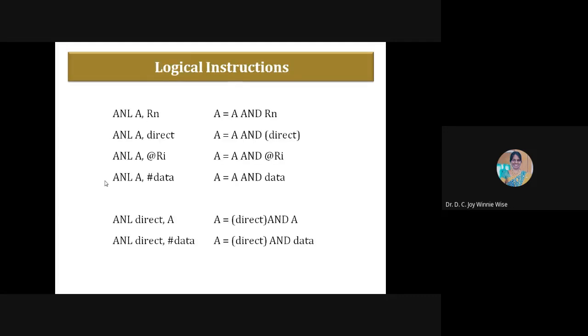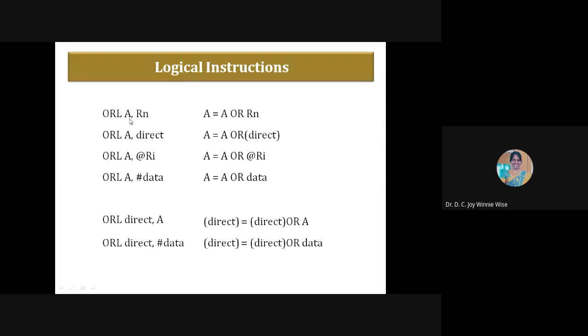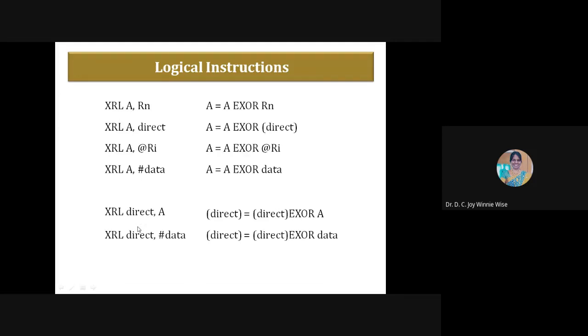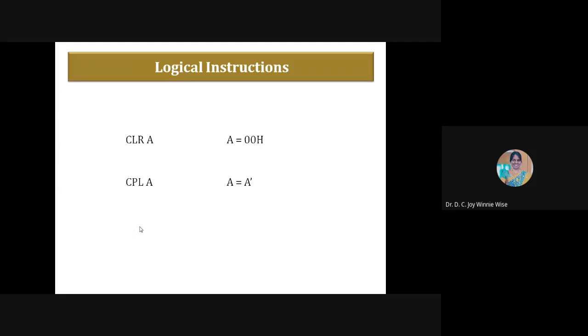Okay? And next, logical instructions. ANL is used to perform the AND operation. Here the destination is the accumulator, and in the other group the destination is direct. Next, the OR operation. For the first four instructions, the destination is the accumulator, and for the next one it is direct. And the exclusive OR operation. So logical instructions are used to perform AND, OR and exclusive OR operations, and we have clear accumulator and complement accumulator.